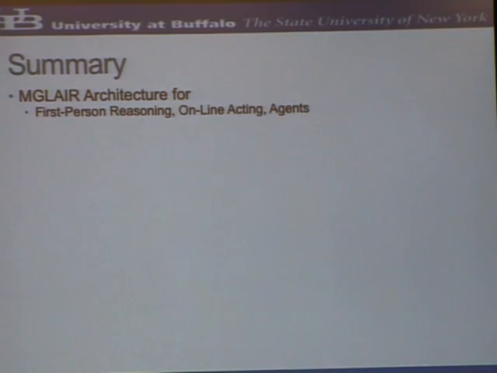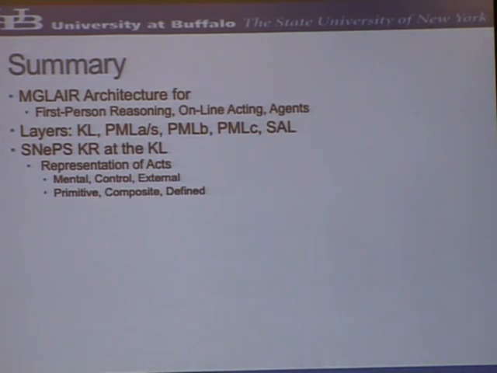So that's it. Oh, we're early. We can have all sorts of discussion. So summary. MGLAIR is an architecture for first-person reasoning online acting agents. It has these layers: KL, PML, ANS, PMLB, PMLC, SAL. SNEPS is the knowledge representation system at the knowledge layer. And it contains the representations of acts, including mental acts, control acts, external acts, primitive acts, composite acts, and defined acts.